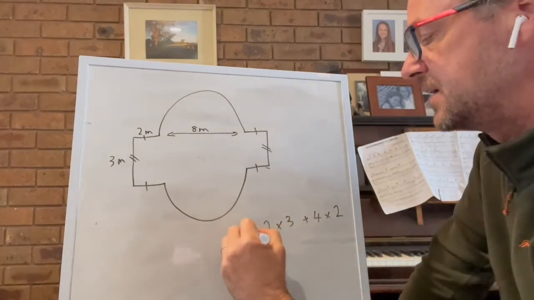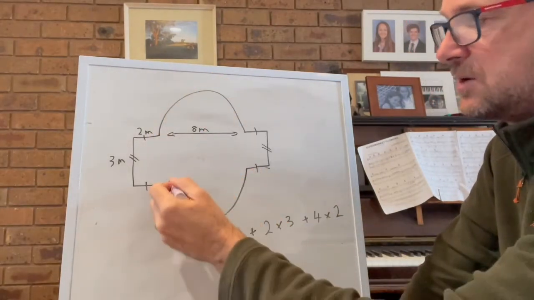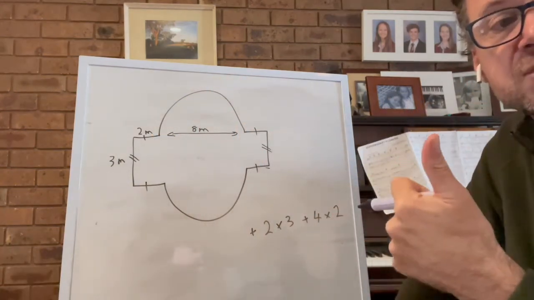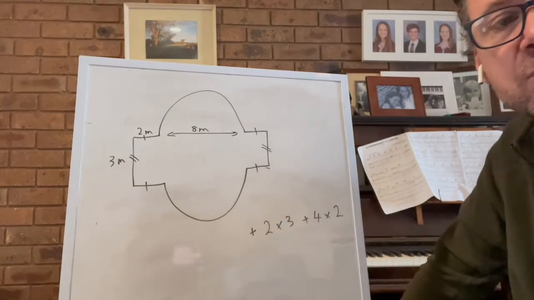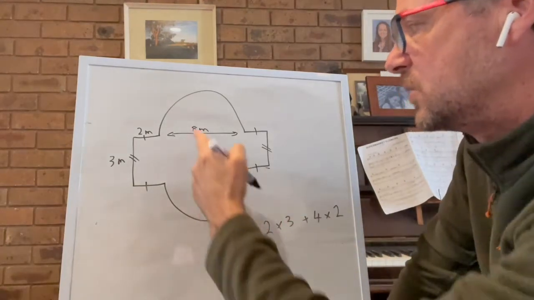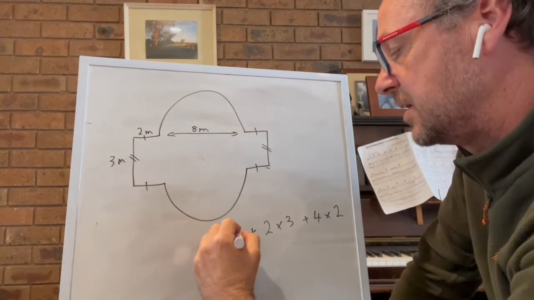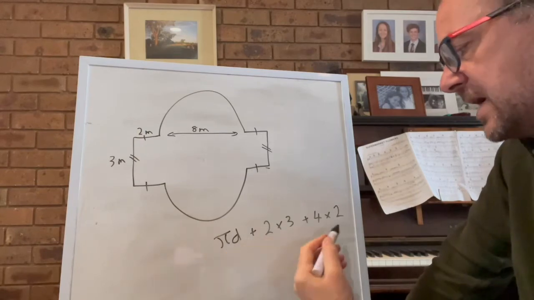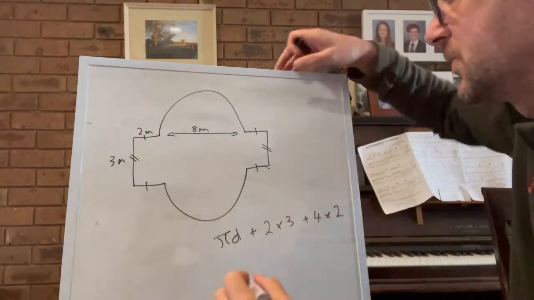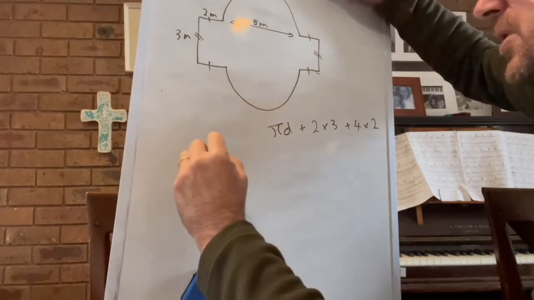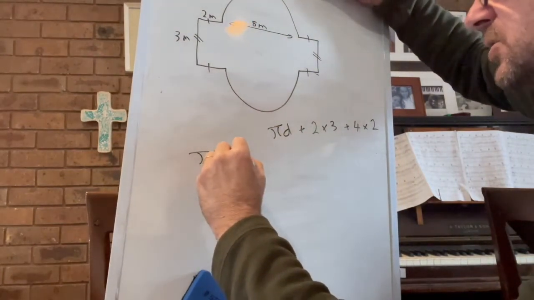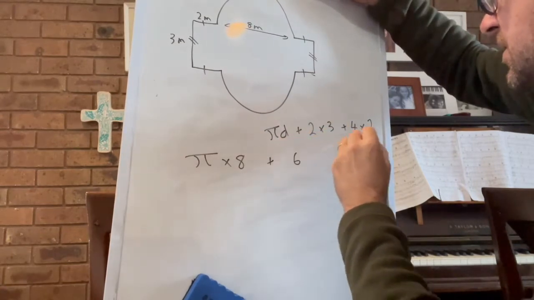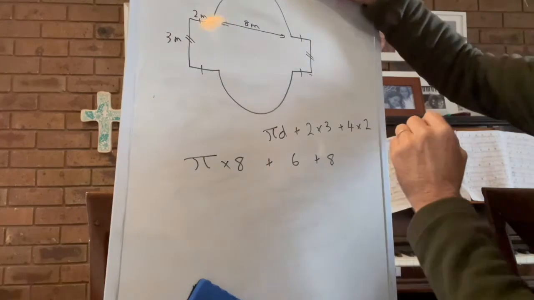Onto that, we want to add the perimeter of this. Now, what we see here is a semicircle here and a semicircle there. If we add those together, it creates one circle. So we can find the circumference of that total circle and add that to it. We're given the diameter here, so it's plus pi by the diameter. So now we can work out pi by the diameter and add on the rest of our information. So it's pi multiplied by the diameter, which is 8, plus 6 plus 8.